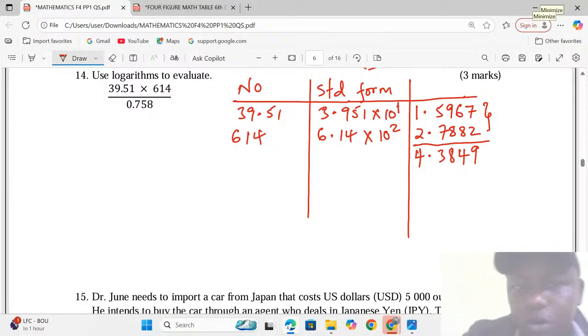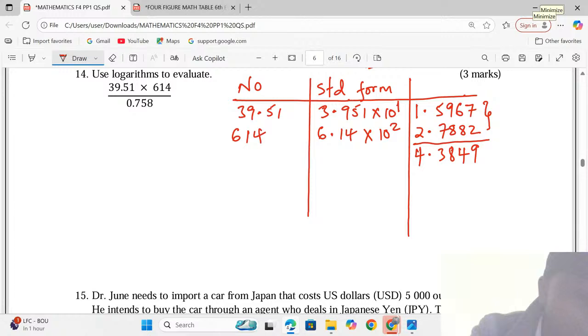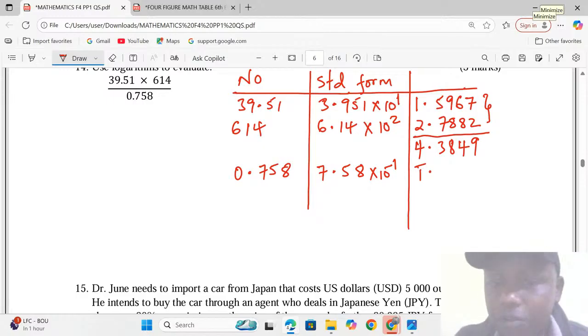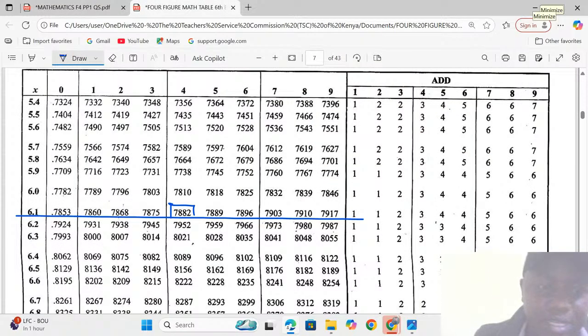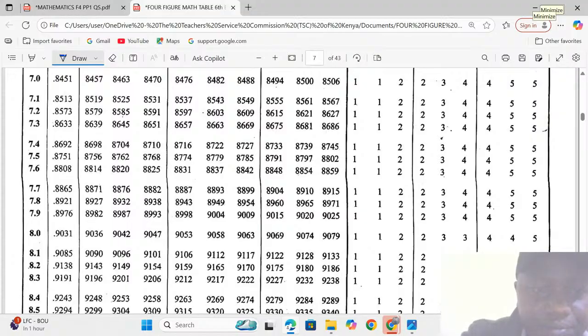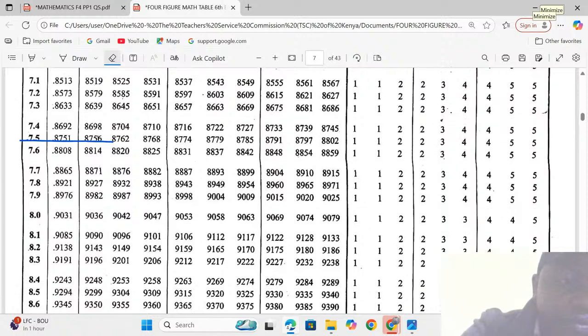4.3849. Okay, so we are done with the numerator. So we go to the denominator now, where there is only one number, 0.758. So this is 7.58 times 10 to the power of -1. So the logarithm becomes bar 1 point. We check the log of 7.58. So 7.5 is here. We identify the row first.